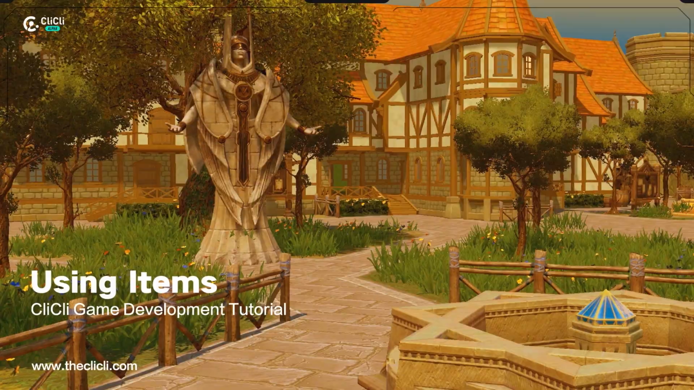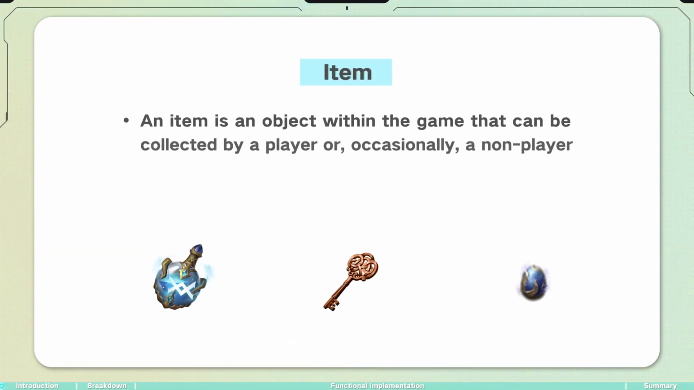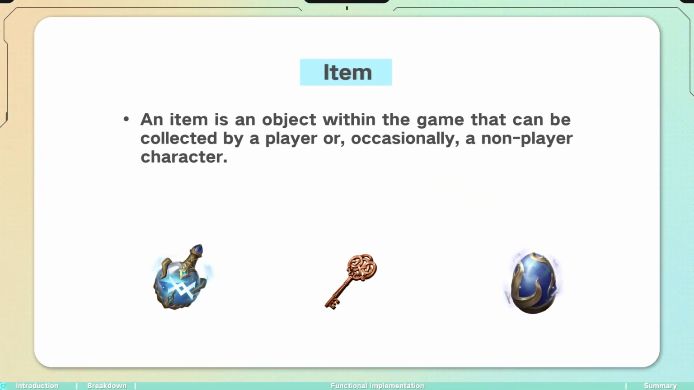Today, we're going to introduce how to achieve the effect of using items through different methods in the game. An item is an object within the game that can be collected by a player or, occasionally, a non-player character. These items are sometimes called pickups.